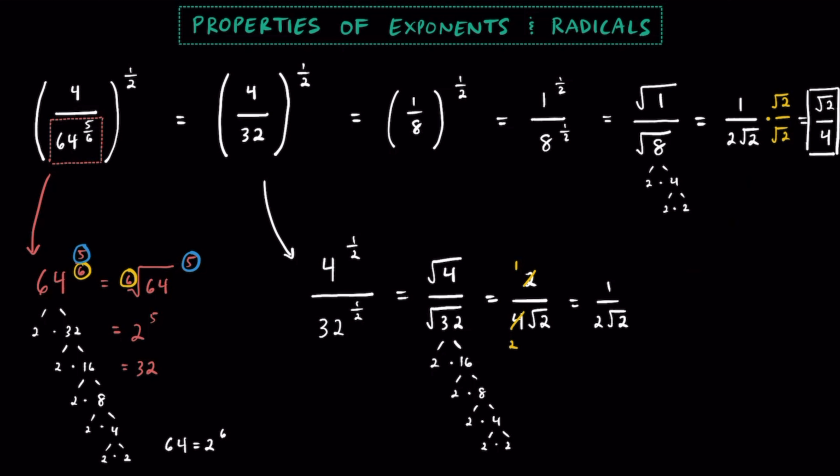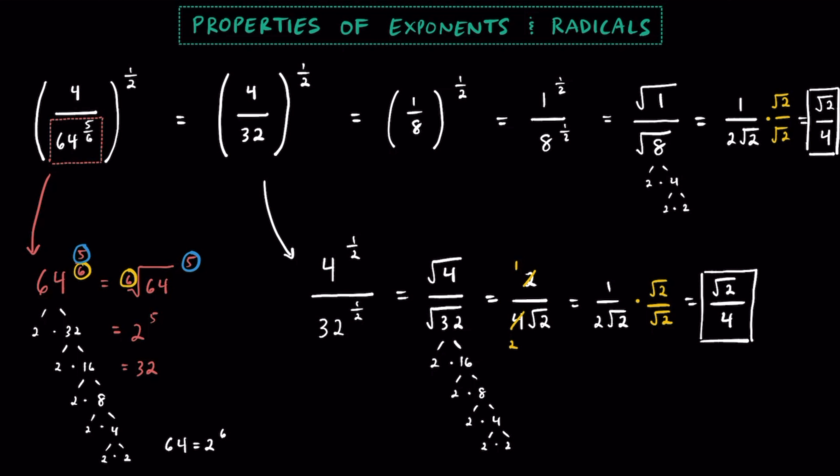All right, so finishing up the rest of this, we can go ahead and multiply the root 2 on top and bottom so we get rid of the radical. And we're going to end up with 1 times root 2, which is root 2. And on bottom, root 2 times root 2 is just 2, and 2 times 2 is 4. So either way you do this, you end up with the same expression.